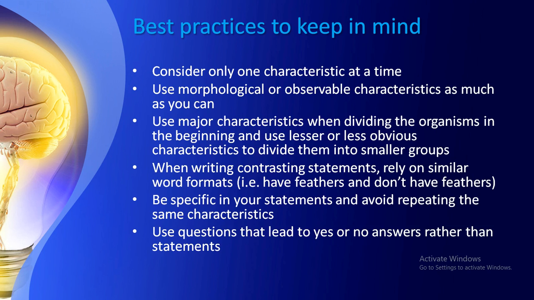When writing contrasting statements, rely on similar word formats, like for example, have feathers and don't have feathers. In the previous slides we discussed this also, that you ask questions on the basis of their physical characteristics, and you have to write the contrasting statements. Be specific in your statements and avoid repeating the same characteristic. Once you identify an organism on the basis of one character, like for example have feathers and don't have feathers, don't repeat this statement again. So think about other questions. Use questions that lead to yes or no answers rather than statements.